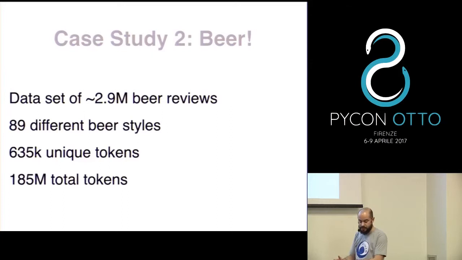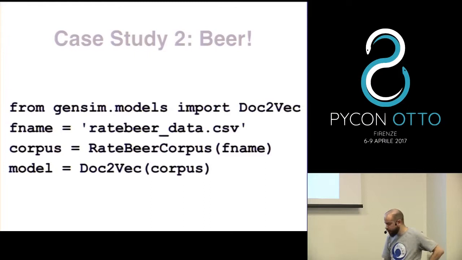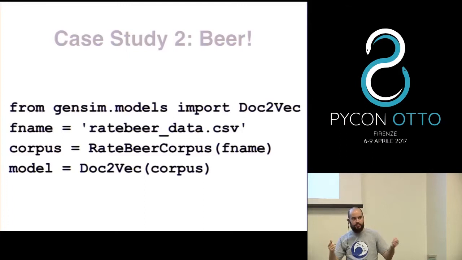So these are some numbers. You can see there are a lot of words, so beer fanatics talk a lot about beers. And the process here is kind of similar, but we're using doc2vec in this case. So it looks pretty much the same. Import the class, you have your data, this time it was in CSV. And then the custom corpus reader, the third line, will need to yield one review at a time together with the beer style in this case.